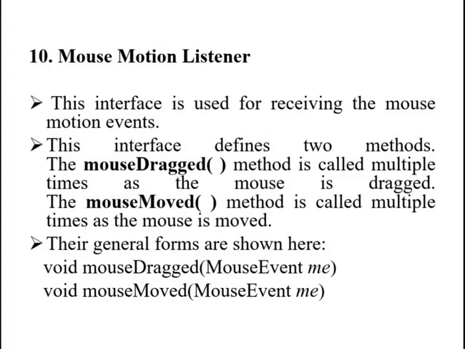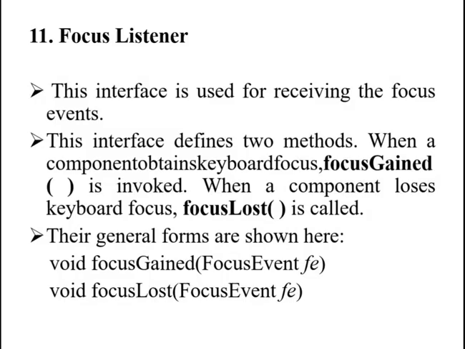Then next one is the mouse motion listener. This interface is used for receiving the mouse motion event. This interface defines the two methods that are mouse drag and mouse move. Mouse drag means what? As many times as the mouse is dragged, the mouse drag method is invoked, and the mouse move method is invoked when the mouse is moved multiple times. Their general form is as shown here: void mouseDragged(MouseEvent me), void mouseMoved(MouseEvent me).